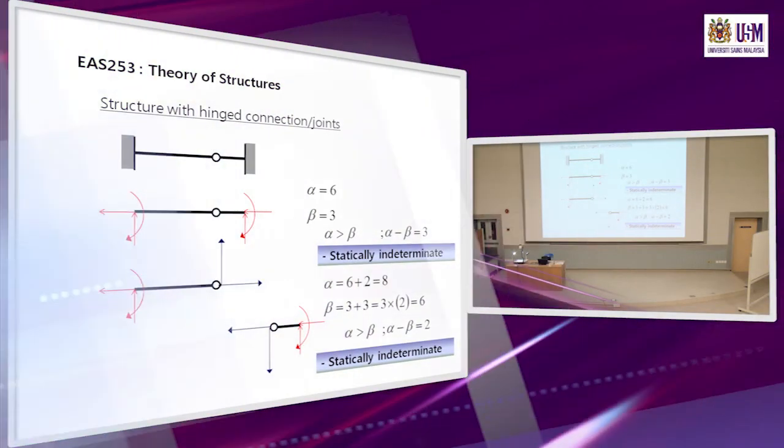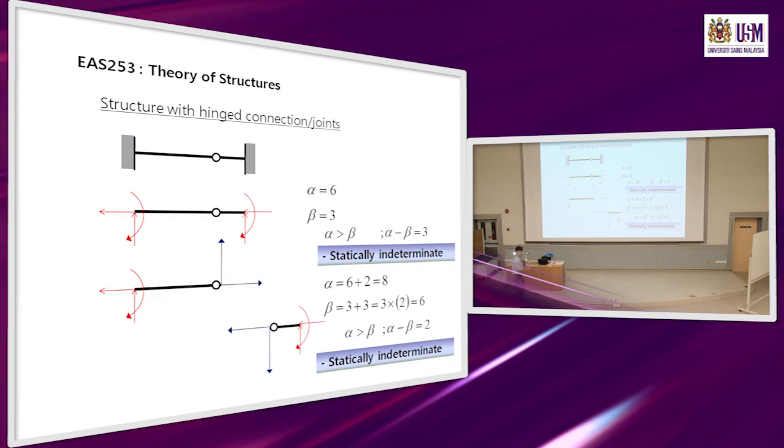Now I separate this at the pin here. I separate this at the pin there. So this is a free body diagram. This is a free body diagram. So here in this case, how many unknown forces? 1, 2, 3, 4, 5, 6, 7, 8. You have 8 unknown forces.